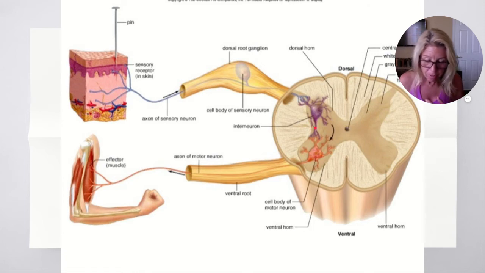So reflex pathway, you have a stimulus, in this case a pin. Sensory receptors enter the dorsal root of the spinal cord. You can see that coming in the back. Sensory receptors enter the dorsal root, then interneurons of the spinal cord. And then you have motor neurons exit the ventral roots of the spinal cord, the front, and then the skeletal muscles will contract.